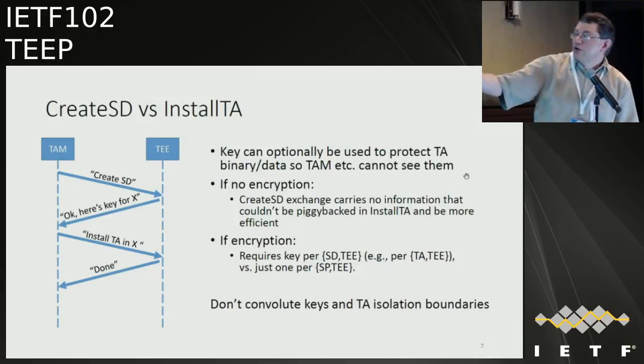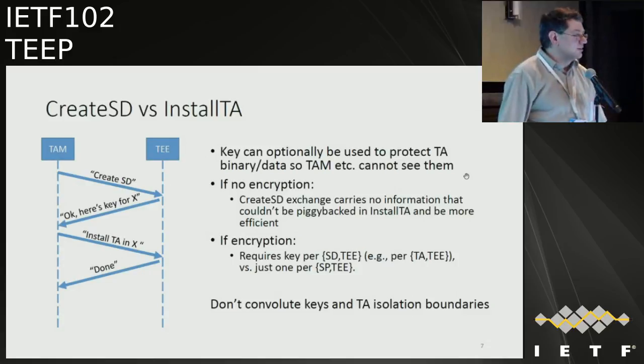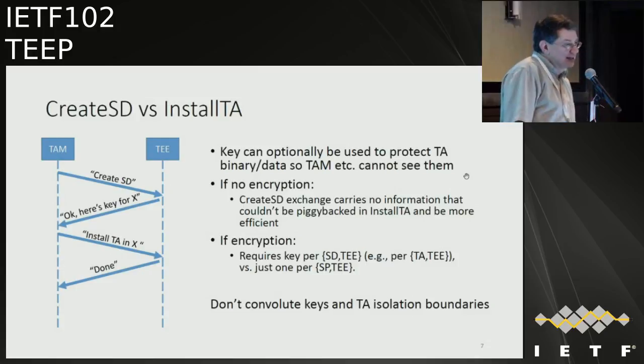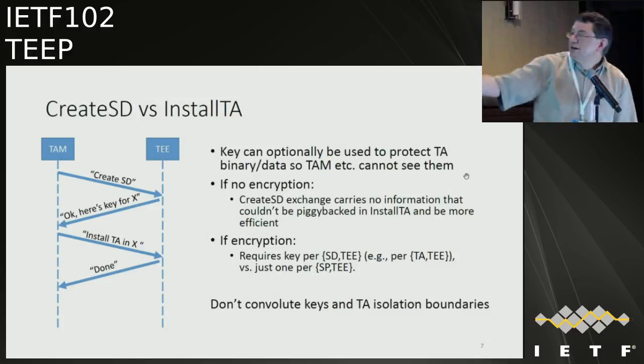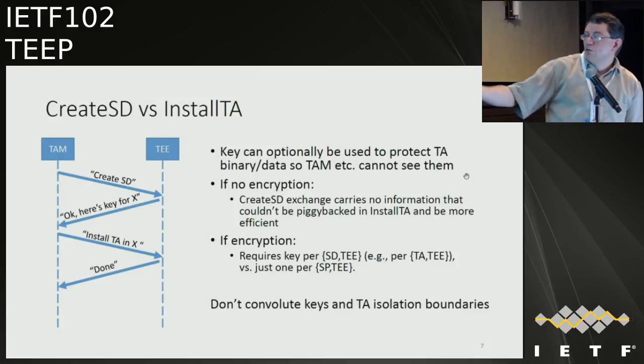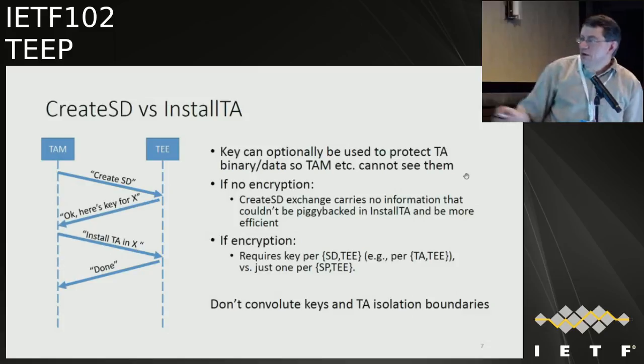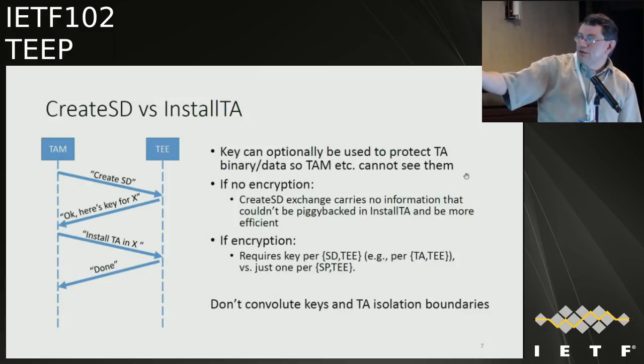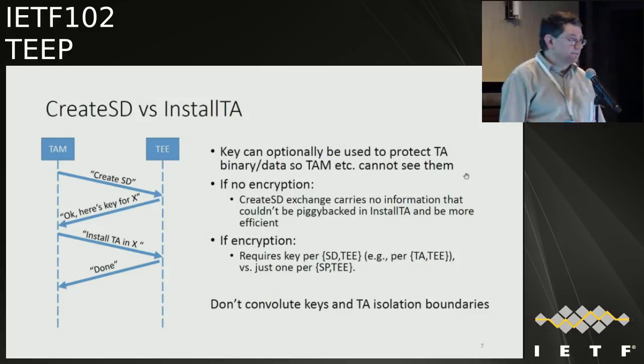If you're not using encryption, then of course it's redundant information, it's just an extra round trip. You can implement it, yes, it's just inefficient, I didn't like it, but I could implement it. So it doesn't carry additional information and it's just less efficient. So it could be done. So let's take the case that he was talking about, where you require encryption. So the key that you're getting out of create SD right now is a different key for each security domain.